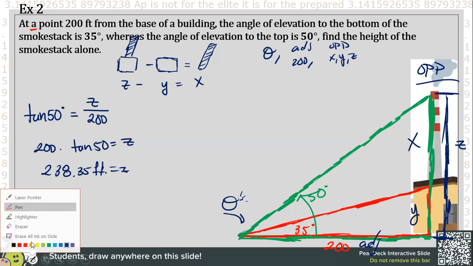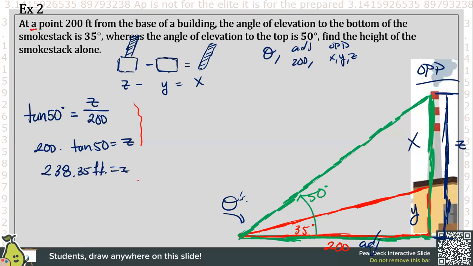Now I can do the same thing by finding my length Y. So tangent of, wait, hold a minute, we have a different angle. This angle itself is going to be only for the building, only for the bottom, right? No chimney, so only Y, and Y is projected from the angle 35.